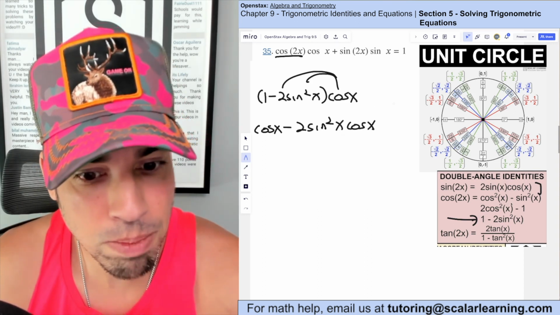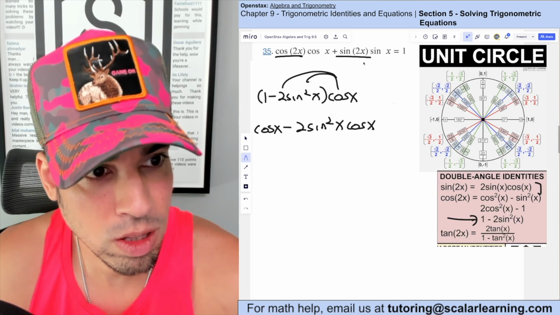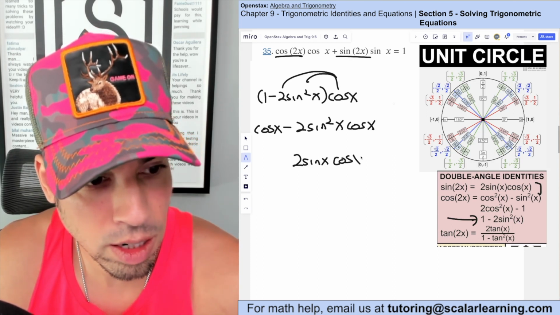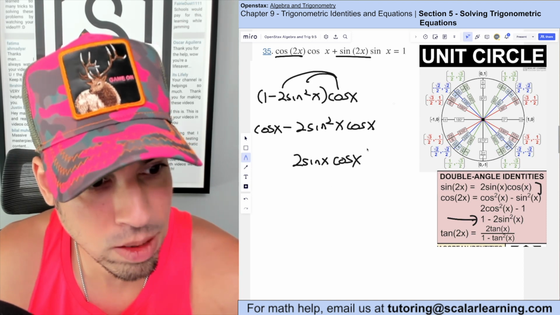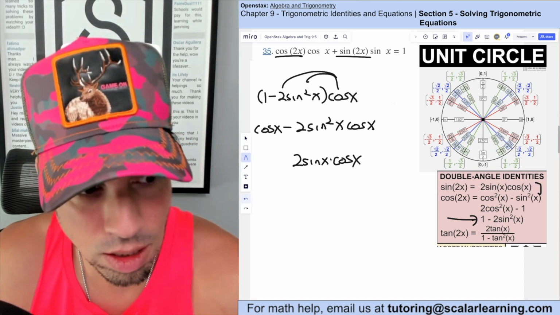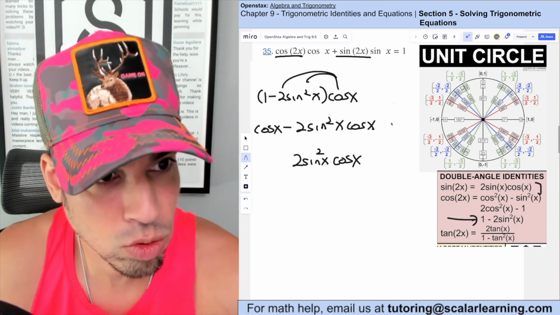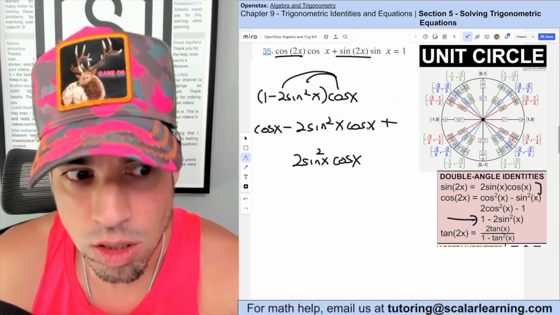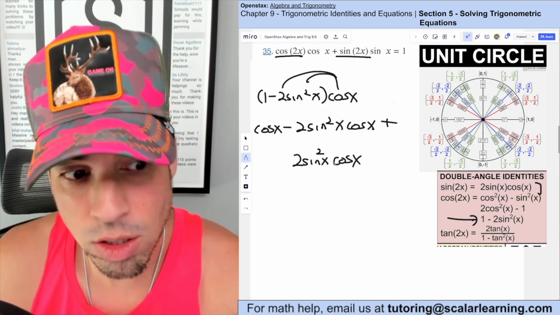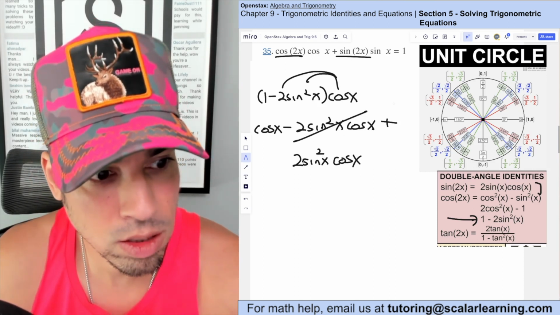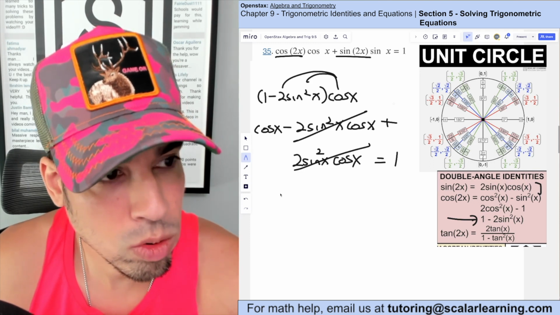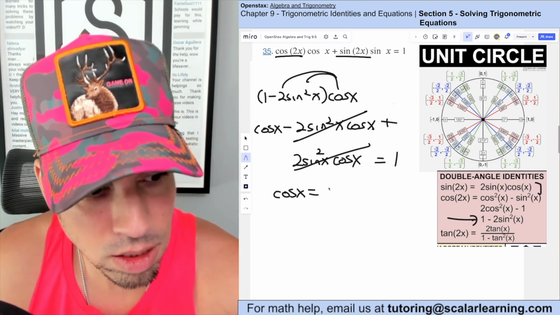Okay, and then when I plug in 2 sine x cosine x for this, we get 2 sine x cosine x, and then another sine of x, which is basically going to multiply against this existing sine of x, which is going to make that squared. Okay, so now look how nice this is. I got minus 2 sine squared x cosine x plus 2 sine squared x cosine x. Guess what? Cancel, cancel. And this all now equals 1. So we got cosine of x equaling 1.